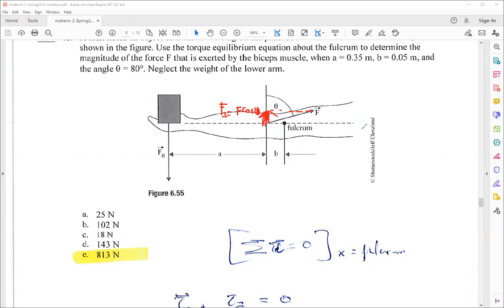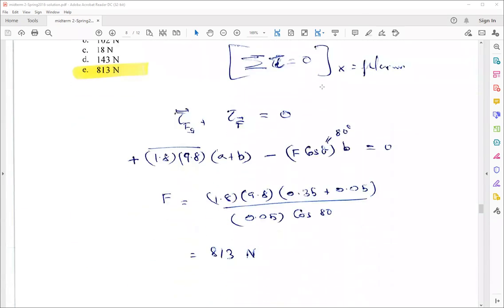So F cosine theta is causing a rotation that is, I'm sure you noticed, clockwise. Now, how about the load? The load is causing a rotation that is now counterclockwise. Okay, now the net equals 0. That means I need to include only the torque coming from the load and the torque coming from the force. That's all we need to include. So if we do that, net torque equals 0 around the fulcrum, around the elbow.